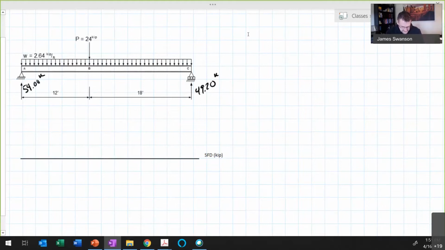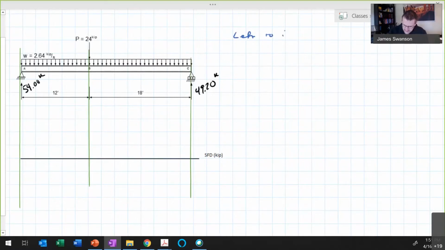Now, like I said, I like to put in some construction lines in here so that I can draw my shear force and bending moment diagrams with a bit of precision. It doesn't have to be perfect, but if you just put a little bit of effort in, it makes it a whole lot nicer. So I'm going to work left to right. Always work left to right, never right to left. So I'm going to work off the left end of the beam.